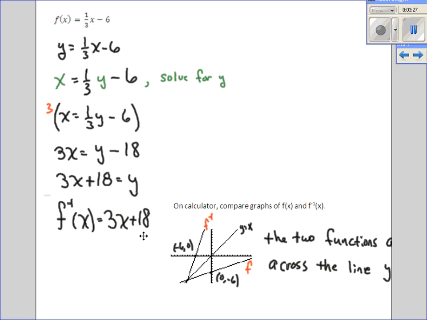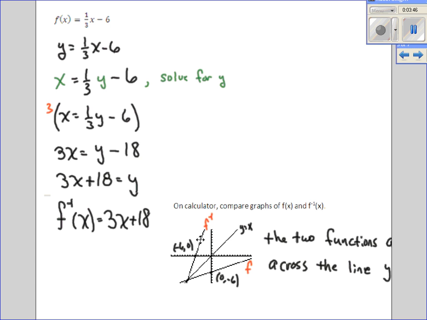Now on the calculator, if we compare the original function and the inverse function, you'll see an interesting graphical relationship between the two. So here's my original function, 1/3 x subtract 6, and then my inverse function, 3x plus 18. And then just for clarity, I graphed the line y equal x in here.